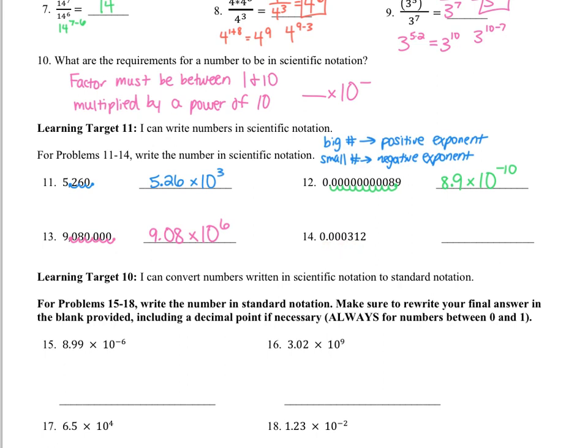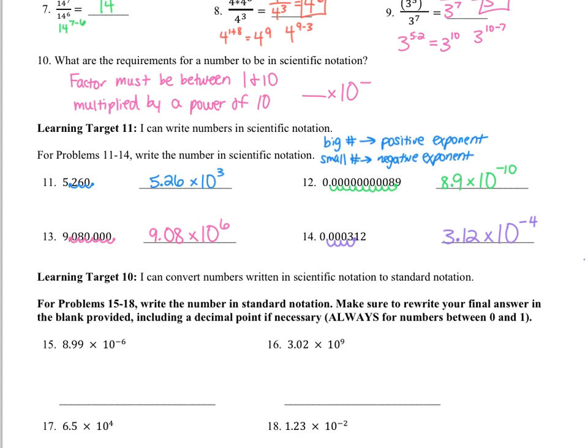Number 14 is a small number. So we are going to take that decimal place and move it to the right. 1, 2, 3, 4 times. We move it 4 times, we get the decimal 3.12, which is in between 1 and 10. Times 10 to the, since it's a small number, my exponent's negative, because I moved it to the right, multiplied by 10, so I have to turn around and divide by 10, otherwise the number is not equal. I moved it 1, 2, 3, 4 times, so it would be 3.12 times 10 to the negative 4th.